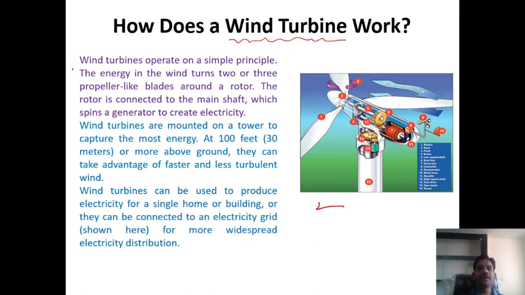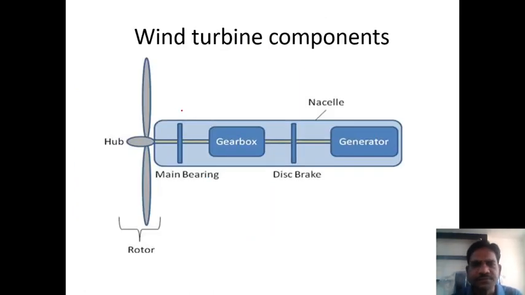So how do wind turbines work? Look at the simple principle. A wind turbine operates on a simple principle. The energy in the wind turns two or three propeller-like blades around a rotor. The rotor is connected to the main shaft, which spins a generator to create electricity.